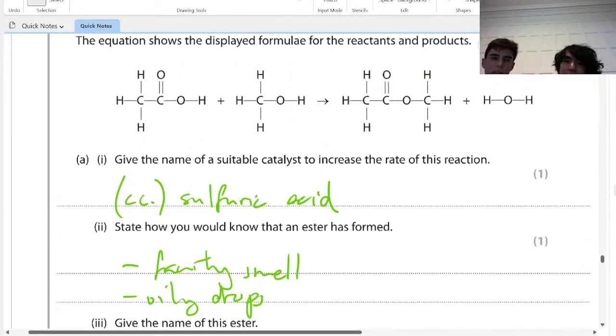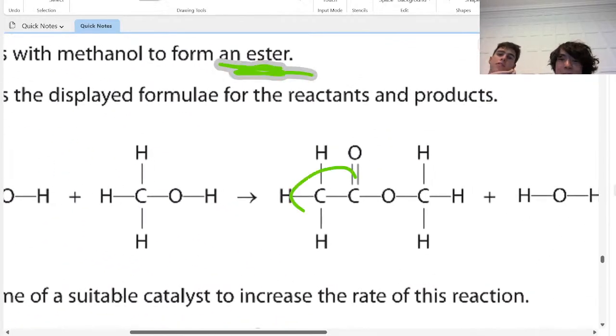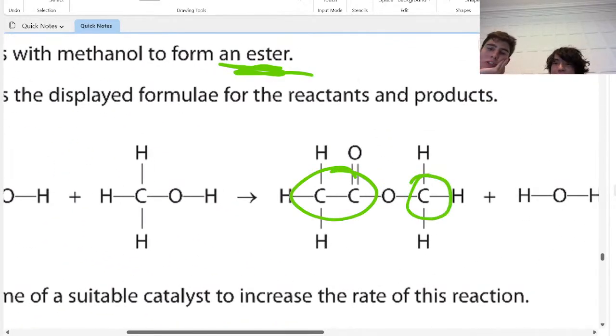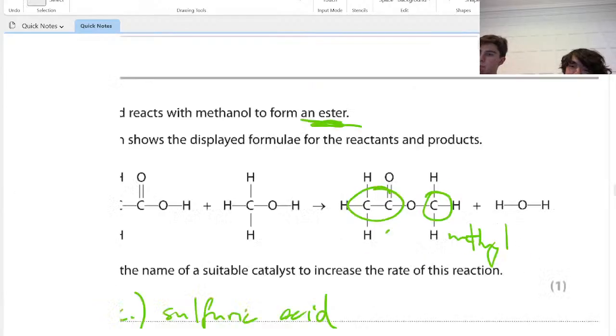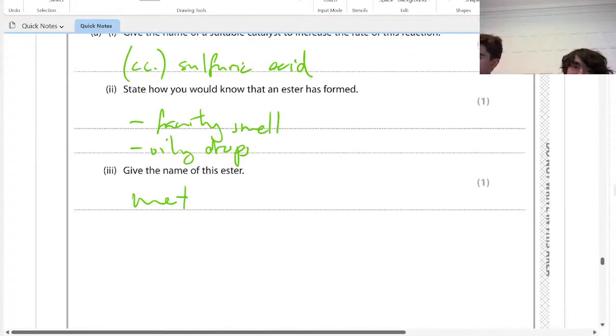Give the name of this ester. So we went over this. They've tried to trick you here by putting the carboxylic acid on the left, but because of the O double bond, we know the carboxylic acid is on the left and the alcohol is on the right. So one is methyl, and that's ethanoate. So it'll be methyl ethanoate.